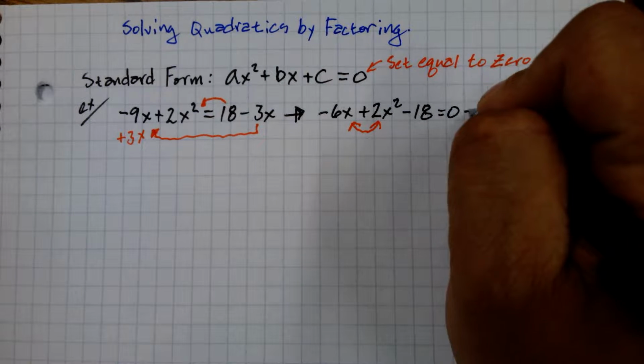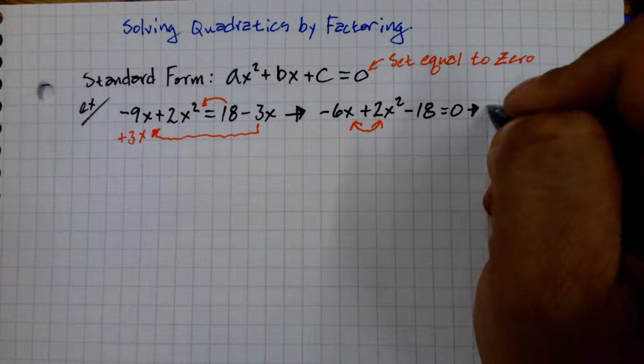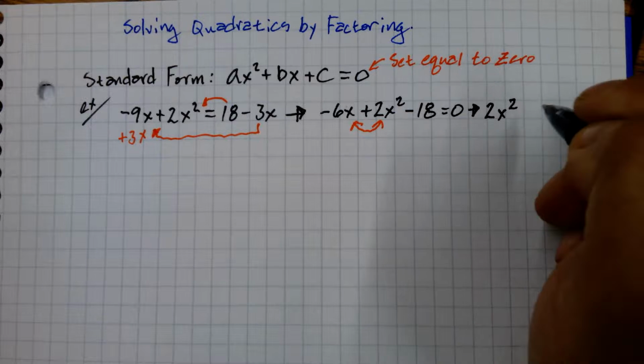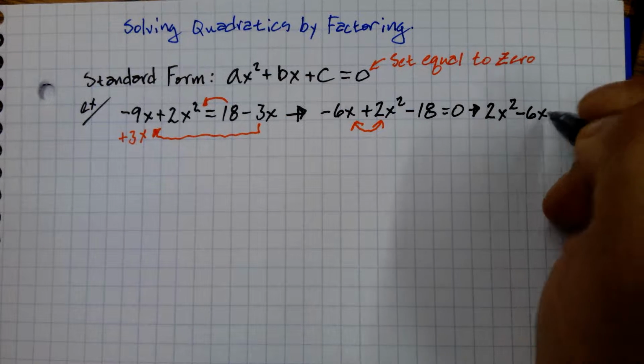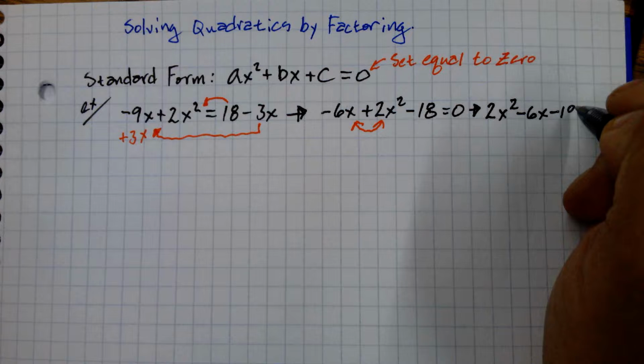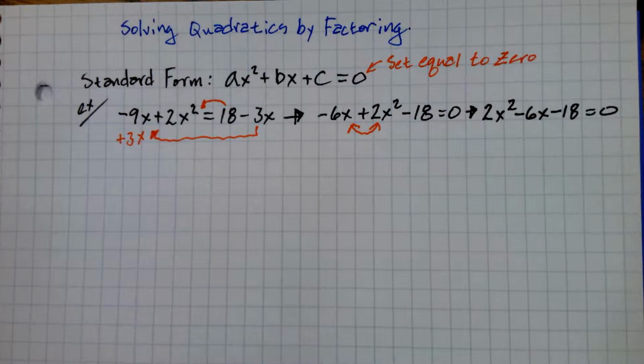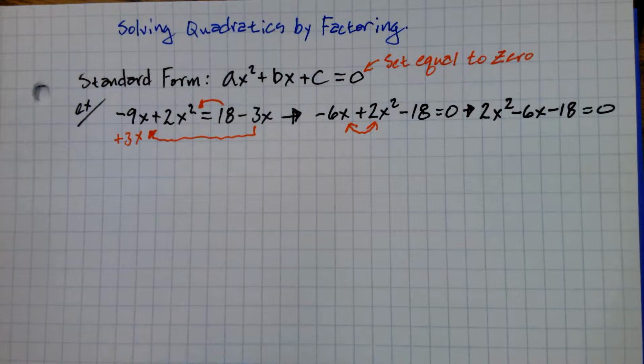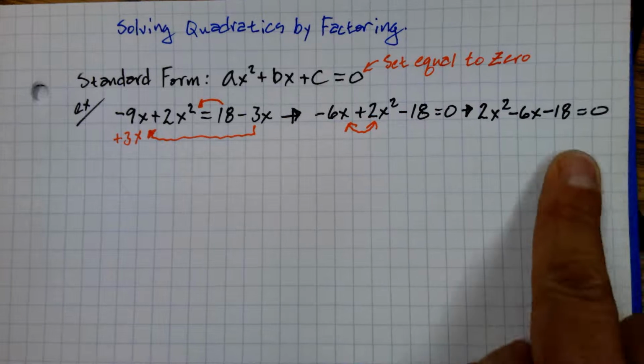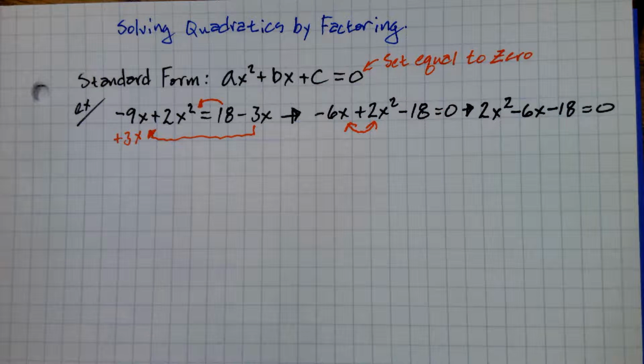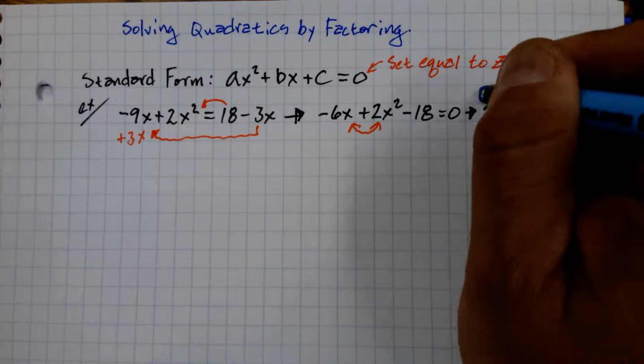So our final answer is 2x squared minus 6x minus 18 equals 0. Okay? So one of the things we'll have to do within the equation, if it's not in standard form, move things around so it looks like this. Okay? Put it in standard form. This is our ultimate goal.